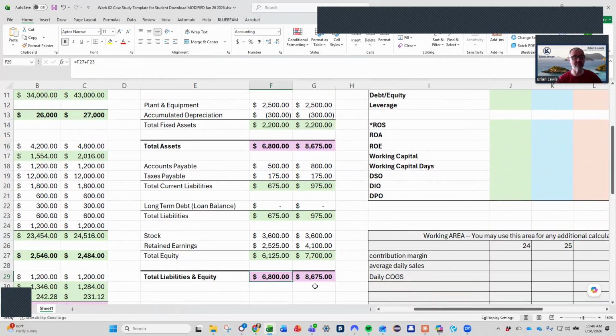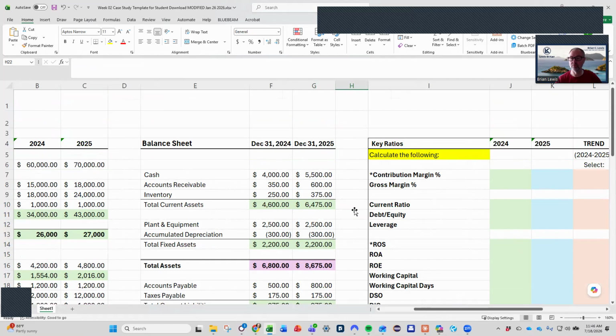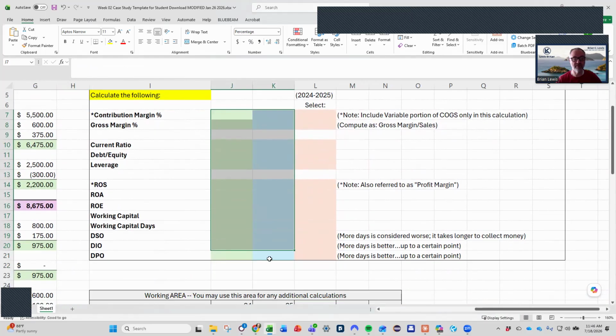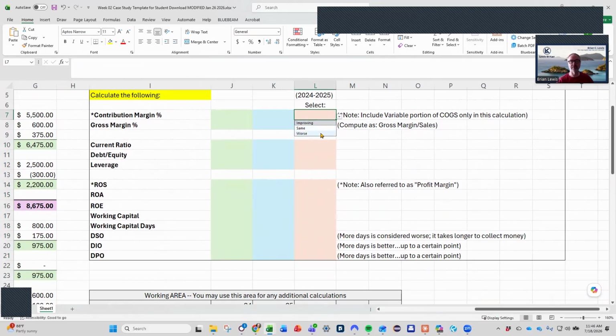exactly the same as we saw before, with some obvious changes to the actual numbers, but the calculations are there for your reference. Now, you are asked to calculate all these metrics and determine whether or not it's good or bad, or actually, if it's improving, if it's the same, or if it's worse. Okay.